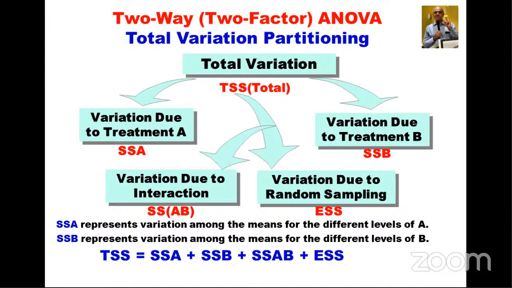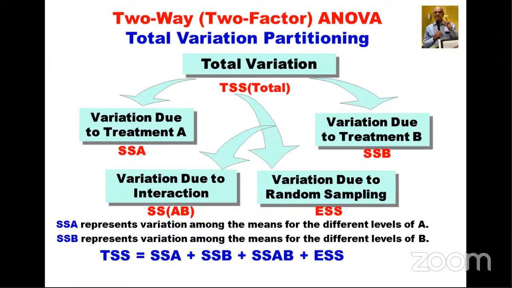Previously, we wrote that TSS is equal to BSS plus WSS, but here it is somewhat different. Why? Because factors are at least two. So TSS is equal to SSA plus SSB plus SSAB plus ESS. Now, what is SSA? SSA is the difference in group A or treatment A. SSB is the variation due to treatment B.